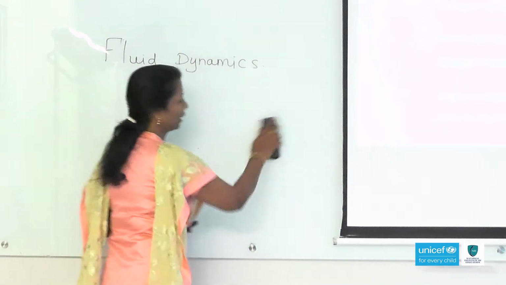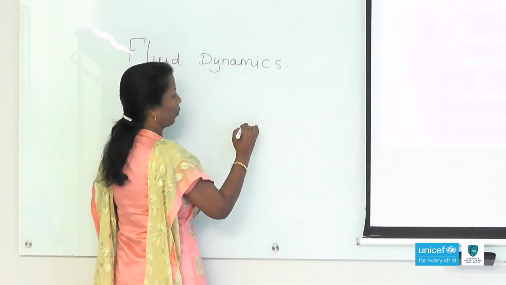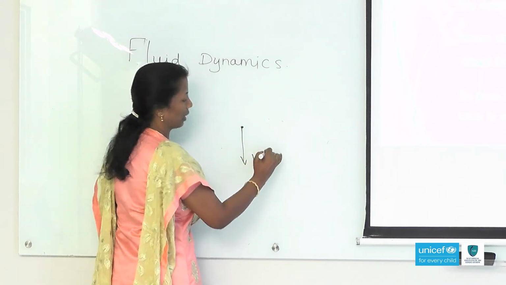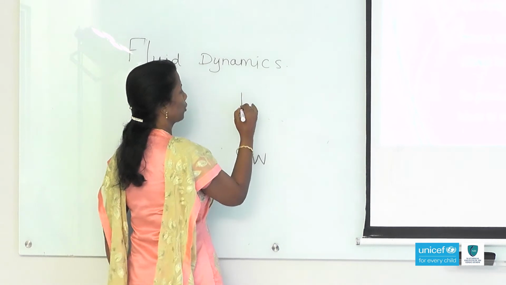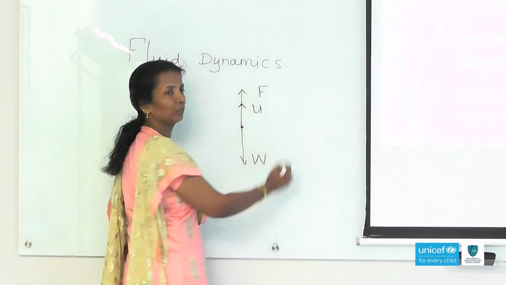Here there are actually three forces acting on the object. One is weight. We normally mark the free body force diagram with weight vertically downwards. And there are two forces upward here: one is upthrust, the other one is viscous drag.